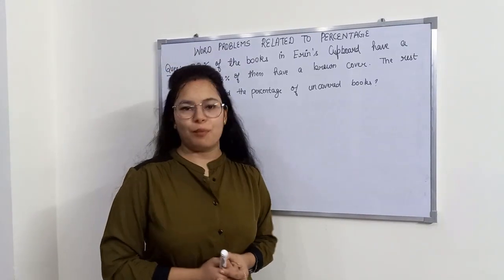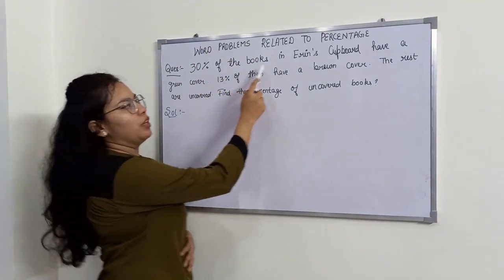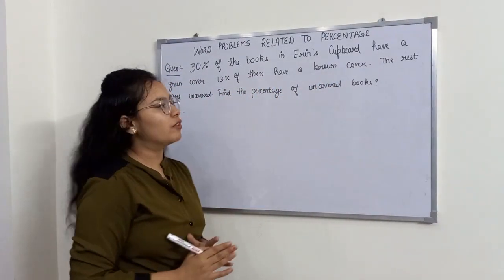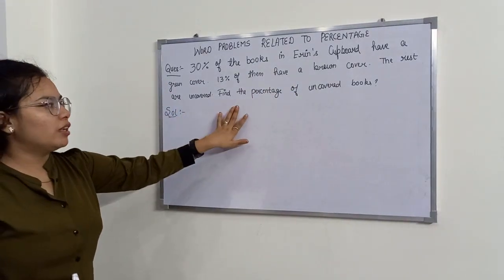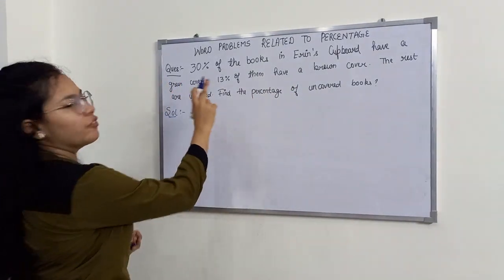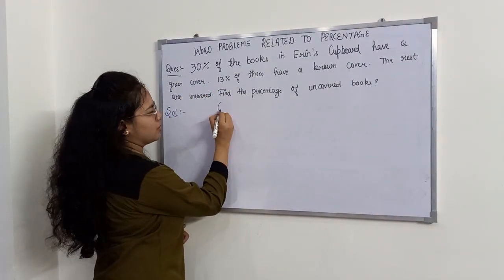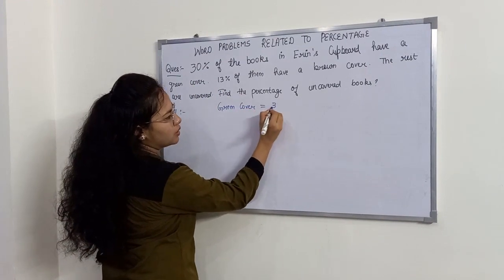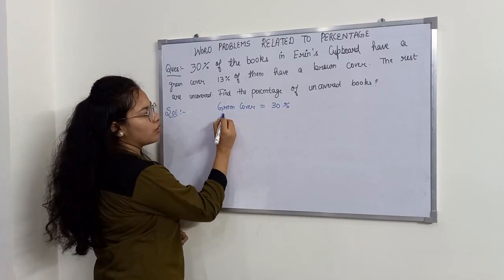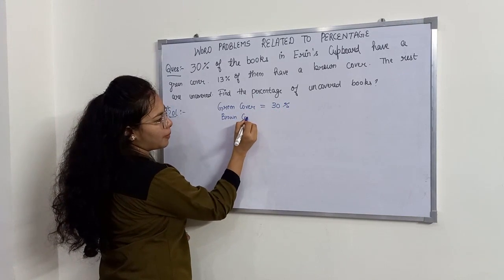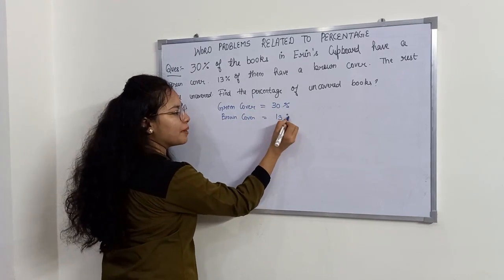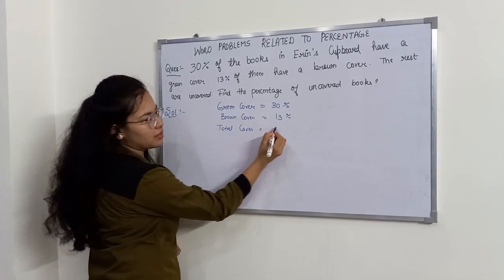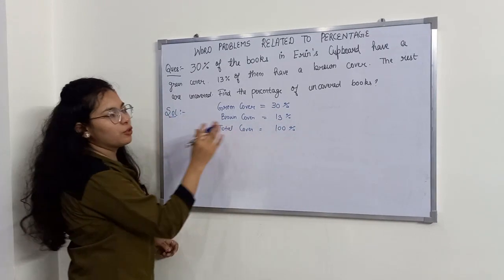Now comes another word problem. 30% of the books in Aaron's cupboard have a green cover and 13% of them have a brown cover. The rest are uncovered. So find the percentage of uncovered books. As given in the question, green cover is 30% and brown cover is 13%. And total books, total means 100%. Everything is 100 with respect to itself.